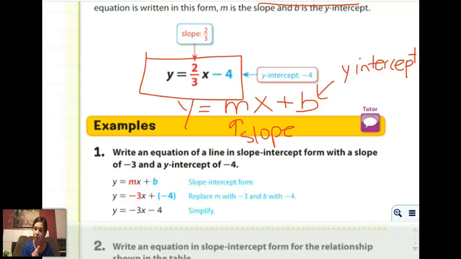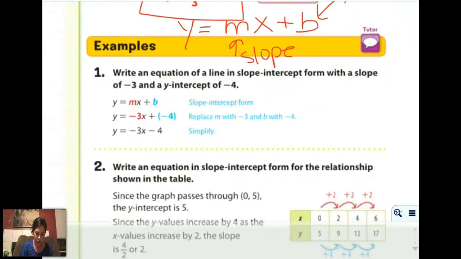I know we've already talked about slope. We already know how it's represented graphically and on a table. Let's talk about y-intercept. That's the new concept here. Y-intercept is where in our graph it crosses the y-axis. So on the y-axis, wherever the line is crossing, at that point, we call that the y-intercept. So let's take a look at this first example.